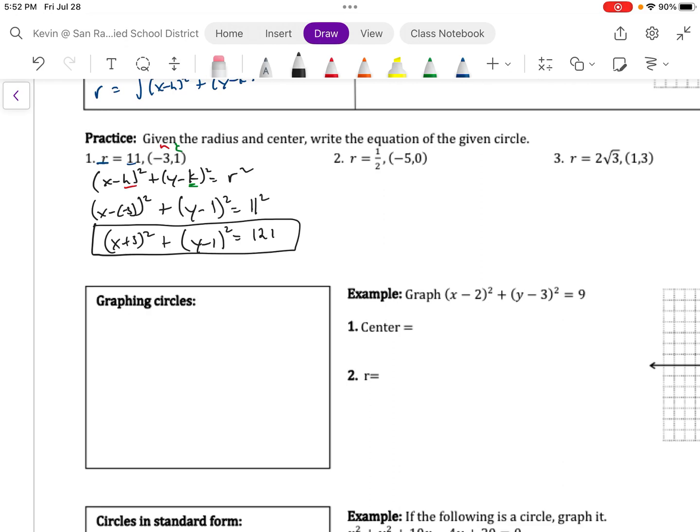And negative 3, right, that becomes x plus 3. So make sure you get that sign part right, okay? And this is 1, so that's why it's a negative 1 based on our formula. Okay, do these quickly here.